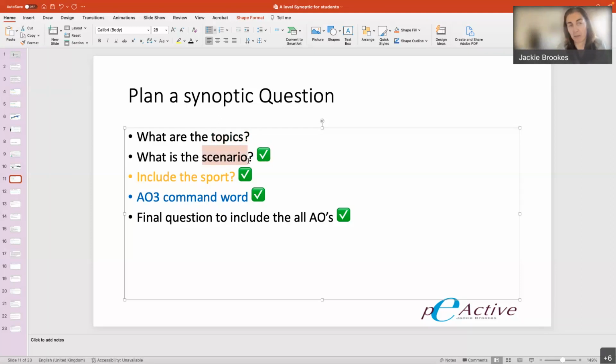You know, a little bit like what we saw with the This Girl Can one, they often include the sport or a context, so we know we've got that AO2. Pick your AO3, pick your analyse or evaluate, maybe even use them both at different times. So same thing, but one could be an evaluate, one could be analyse, so they appreciate how the AO3 is different. And then you get that final question.